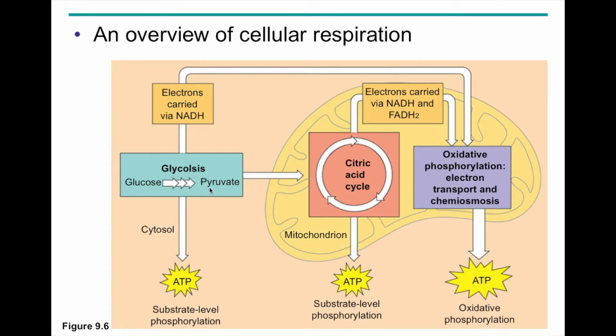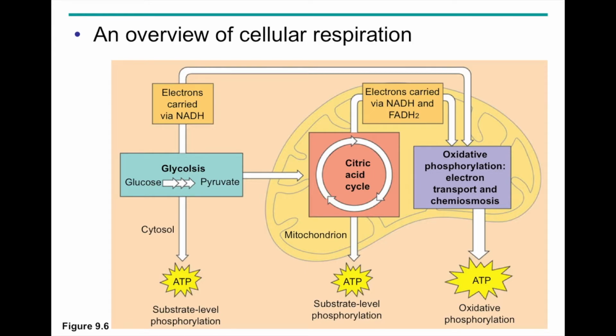After glycolysis, our pyruvate molecules are going to move into the mitochondria where the citric acid cycle is going to occur, also releasing some ATP molecules and continuing to push electrons through NADH. Now, also in this situation, we are having FADH2. So it's really important to understand that pretty much the sole purpose of NADH and FADH2 in cellular respiration is to act as an electron carrier. You won't need to know the specific steps of the citric acid cycle and glycolysis. You just need to know this, what's boxed in yellow or orange there.